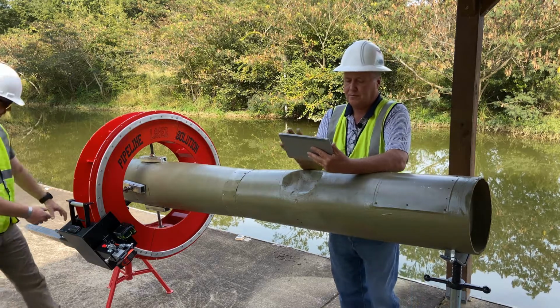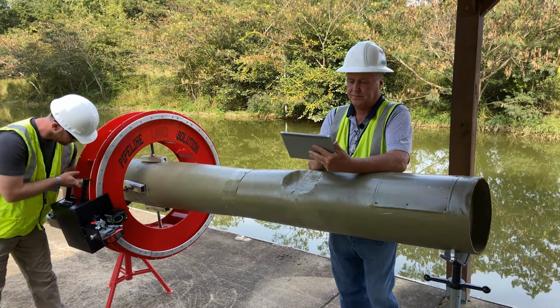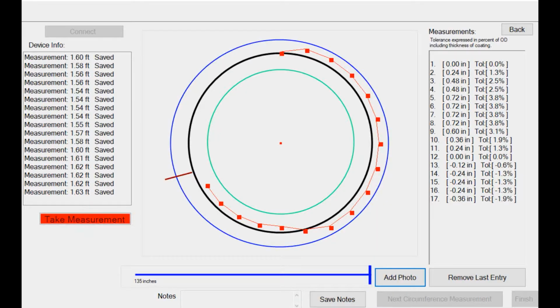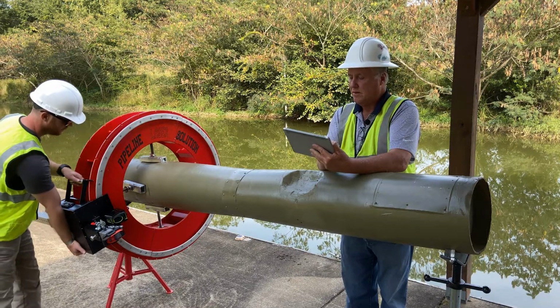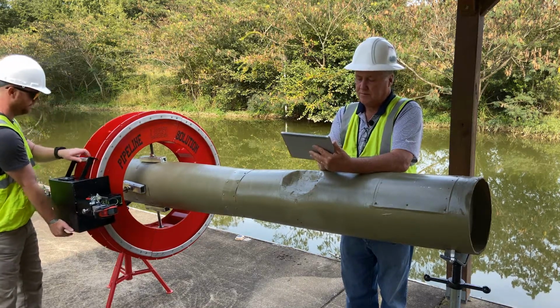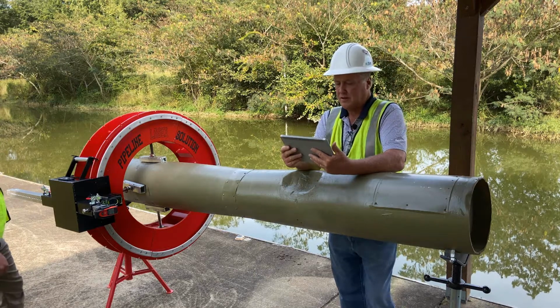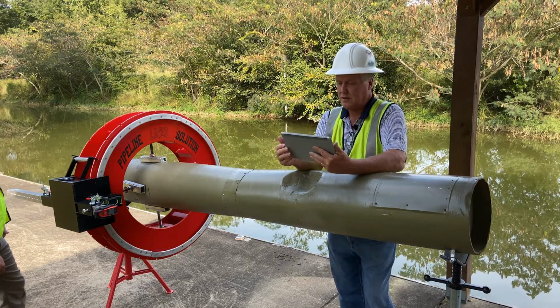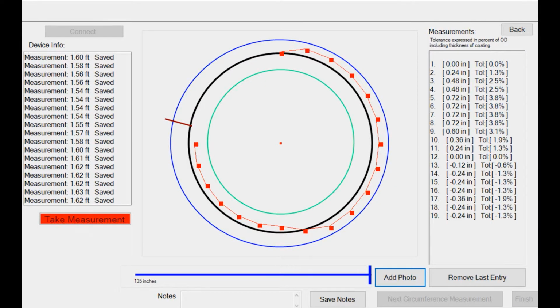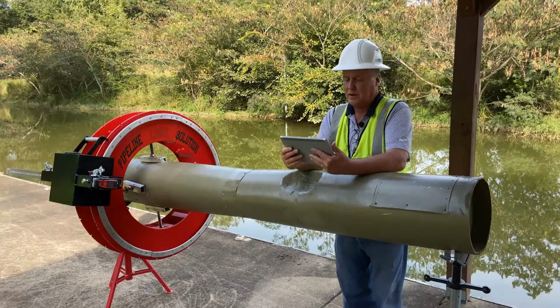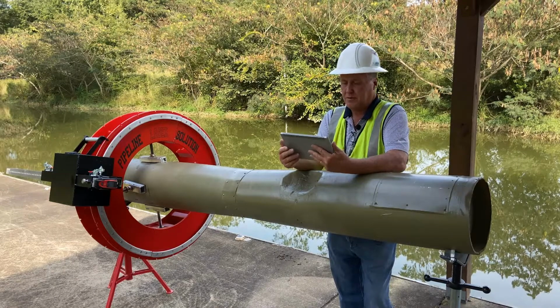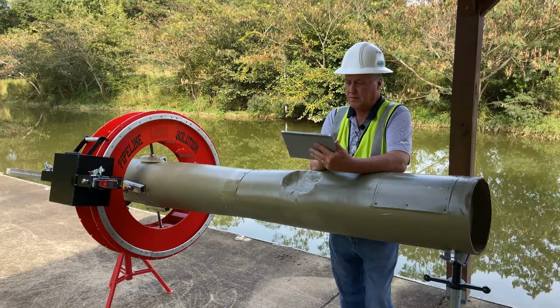Okay, we're ready. All right. Getting ready to take number 19 here. And they're at, like I said before, there's 24 positions. All right, go on to next one. And these are roughly taking measurements every 2 inches around the pipe.